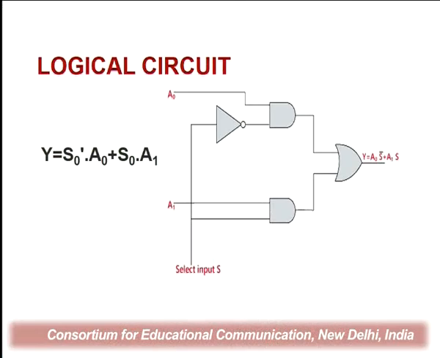Now the corresponding equation has been written down: Y is equal to S0 dash A0 plus S0 A1. The similar thing has been represented here with this logical circuit diagram that we see. The Boolean expression that we got has been represented in a very simple diagram, which just uses the inverter and the OR gate to get the output of this multiplexer.